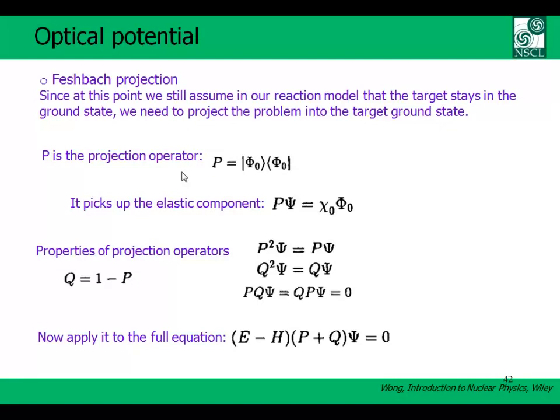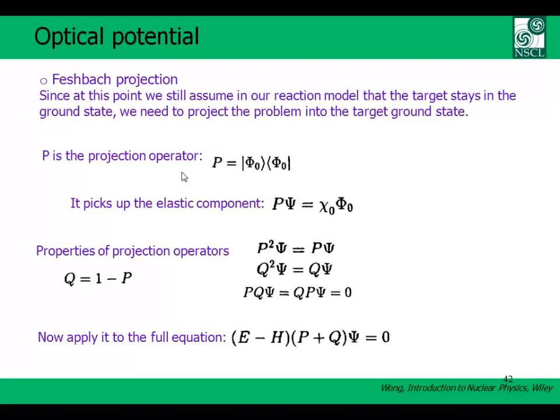Now, properties of projection operators you've probably seen. I'm assuming that you know that P squared psi is equal to P psi. If you define Q as being the other part of the model space that you've left out, then this is also a projection operator that satisfies the same properties. And because Q is 1 minus P, then PQ psi or QP psi are 0. They don't have any overlap.